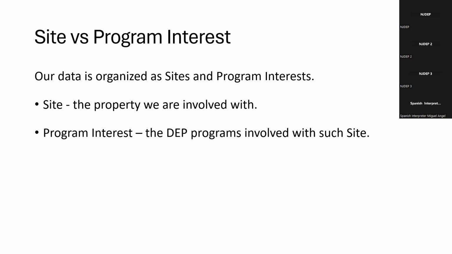And so in terms of a site, the site is the property that we're involved with. And then each of our programs that are involved with that site is called a program interest. So air, water, hazardous waste, solid waste, pesticides, each of those programs has a program interest. And with that program interest, they also have a number. And you need to know those numbers and program names to be able to find data in Dataminer. And I'm going to show you a bunch of different ways that you can find that easily.